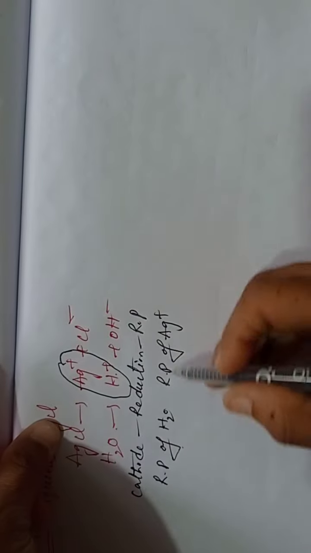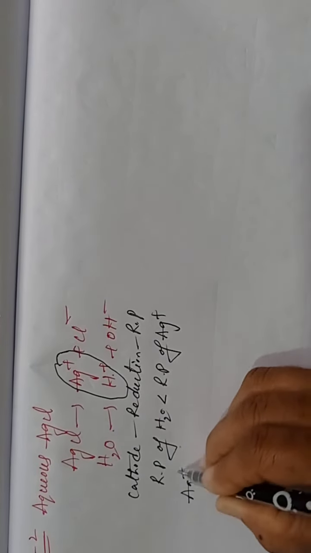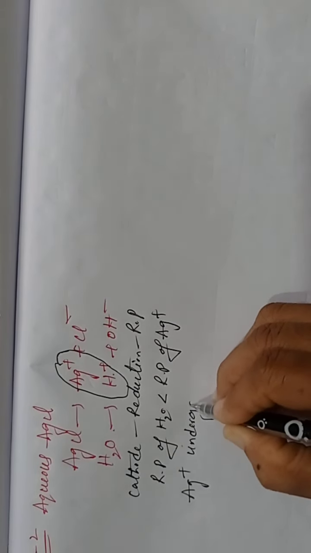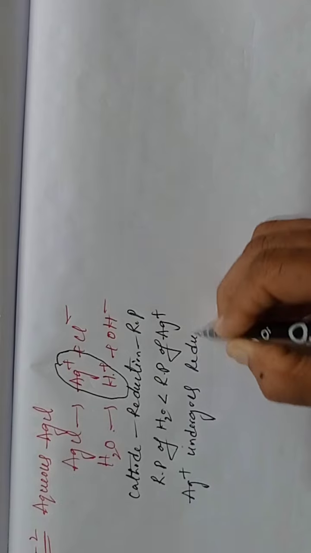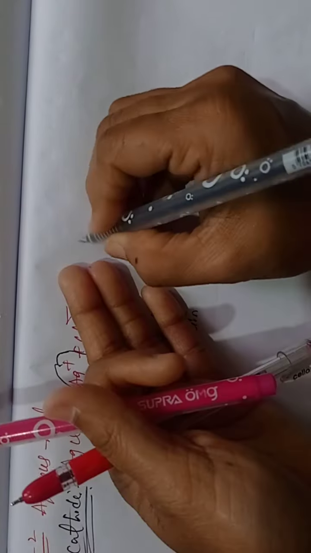Are you following? So which one is less, students? The reduction potential of water is less than the reduction potential of Ag+. So that's why Ag+ undergoes reduction. Now which one is deposited? Ag is deposited at the cathode. Are you following? This is at the cathode, students. Understanding? Now I am taking the anode.